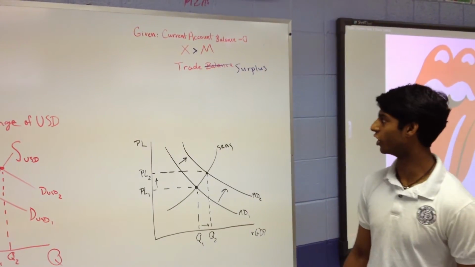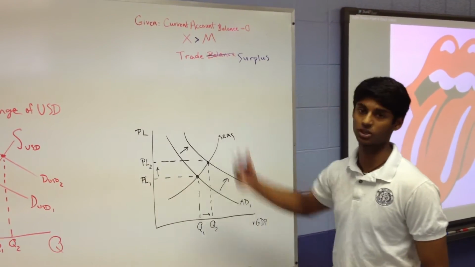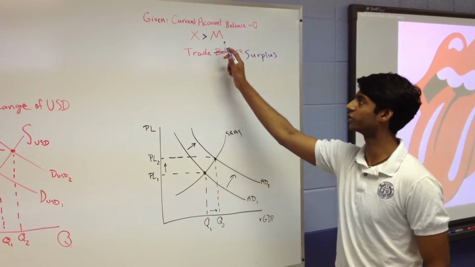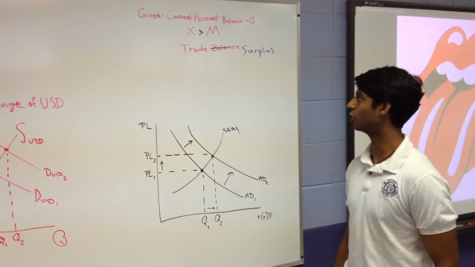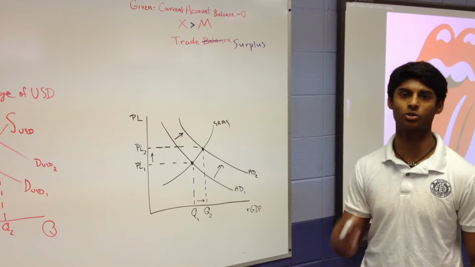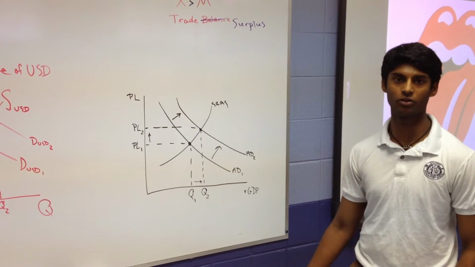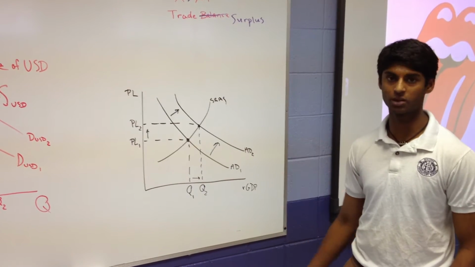Explain. First off, the current account balance is going to become a surplus because, as we said earlier, exports are greater than imports. So that leads to a current account surplus. Part 2 asks what would be the impact on real GDP?